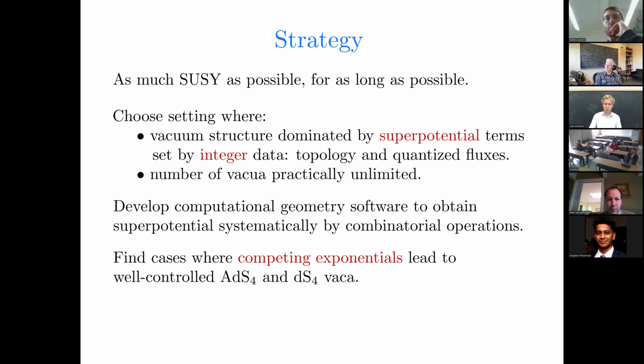And finally, and this is the basic physics idea, we're going to find cases where vacua result from competition among exponentials, not from competition among perturbative terms. So some work will be required to arrive at those situations. When we get to them, they'll be very beneficial. Okay, so that's the strategy.